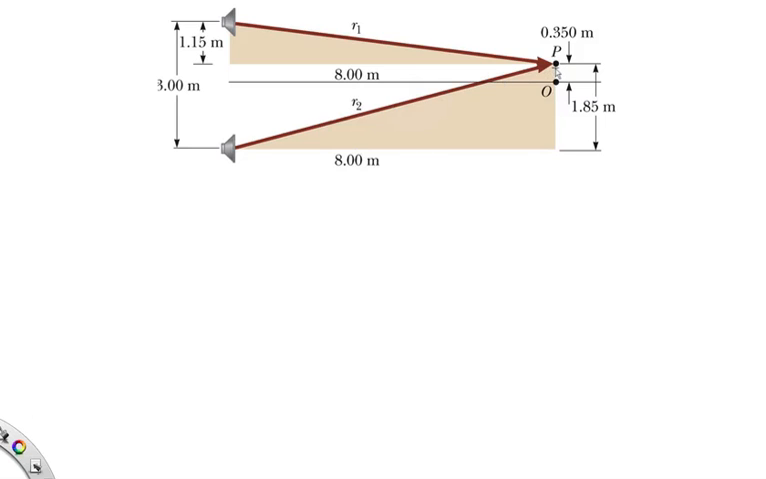Okay, here's our diagram. Now, when we're at point O, the path difference from this speaker and this speaker is nothing. So that's when they are perfectly in phase.